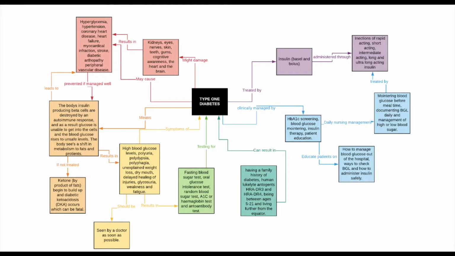In the green, we have the testing, such as blood sugar levels, fasting blood sugar tests, oral glucose intolerance tests, etc. In the aqua, we have the risk factors such as having a family history of diabetes. In the light blue, we have how it's clinically managed by nurses and how we educate the patients on it. And on the purple, we have the medication for this disease, the insulin, and the different types of insulin.